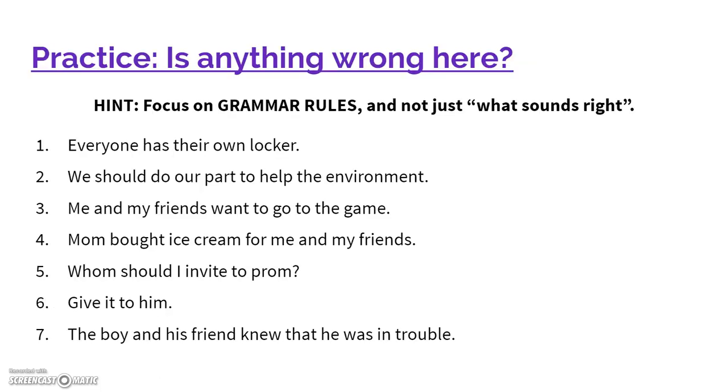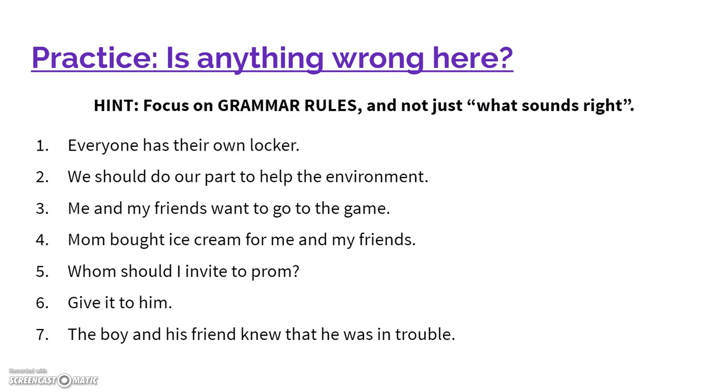Let's practice those 3 pronoun problems that I just discussed with you. Look at these 7 questions. Is there anything wrong in these sentences, or are they fine? Make sure you focus on actual grammar rules and not just what sounds right.